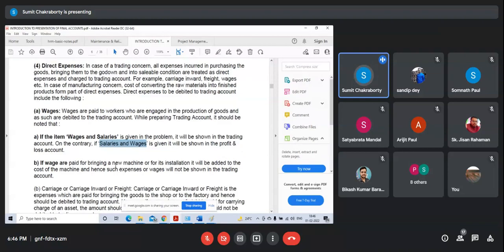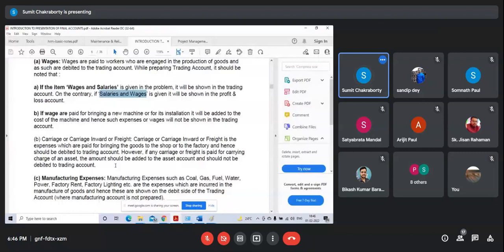If wages are paid for bringing a new machine or for installation, it will be added to the cost of the machine, and hence such wages will not be shown in the trading account. It will be a cost of the machine itself. Carriage inward or freight is the expense paid for bringing the goods to the shop or to the factory and hence should be debited to the trading account.